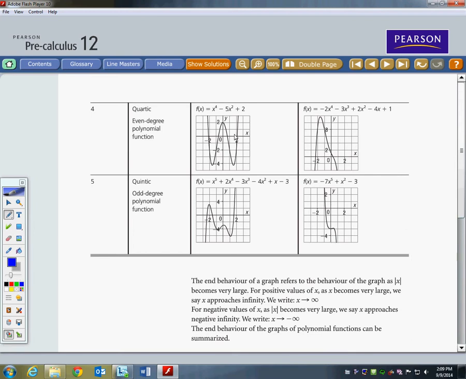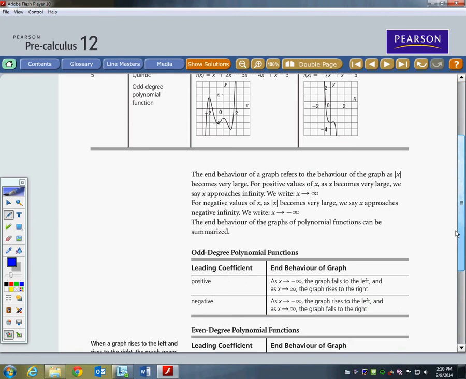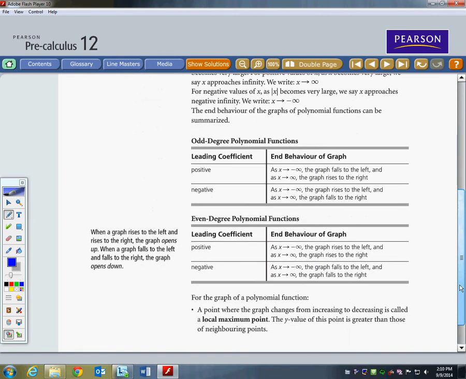You should be able to understand or know this chart, and you should know the words quartic and quintic, for example. This is describing in words exactly what I was talking about. Just to read this, as x approaches negative infinity, the graph falls to the left, and as x approaches positive infinity, the graph rises to the right.